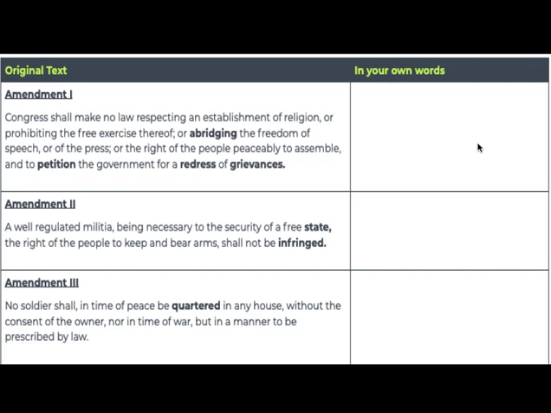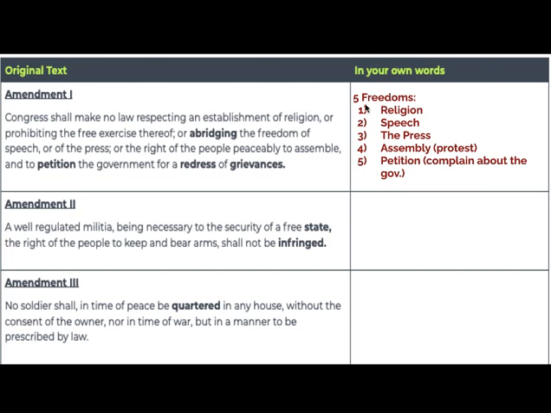So the First Amendment, I know you've heard of this before. It has 5 parts. Okay, to the left, this is the actual text of the First Amendment, and to the right, I'm going to give you an abbreviated version. So it says, Congress shall make no law respecting an establishment of religion. Oop, that happened really fast. So there are 5 things protected in this amendment.